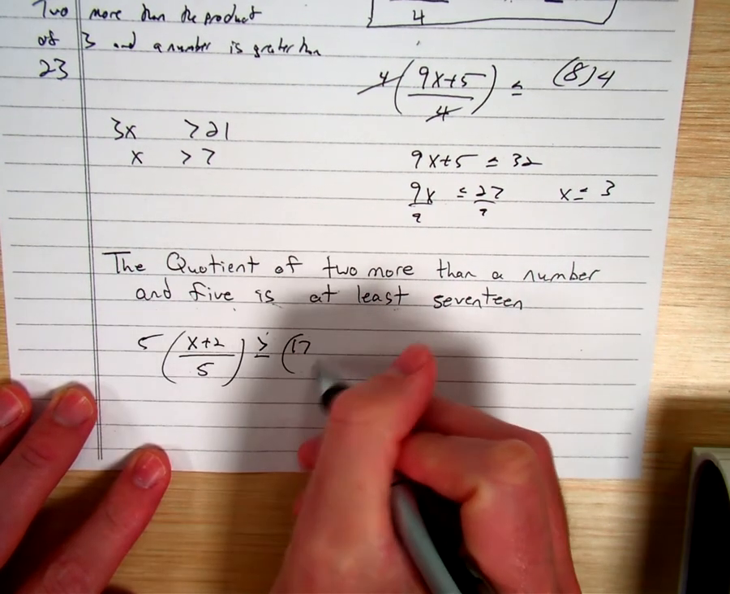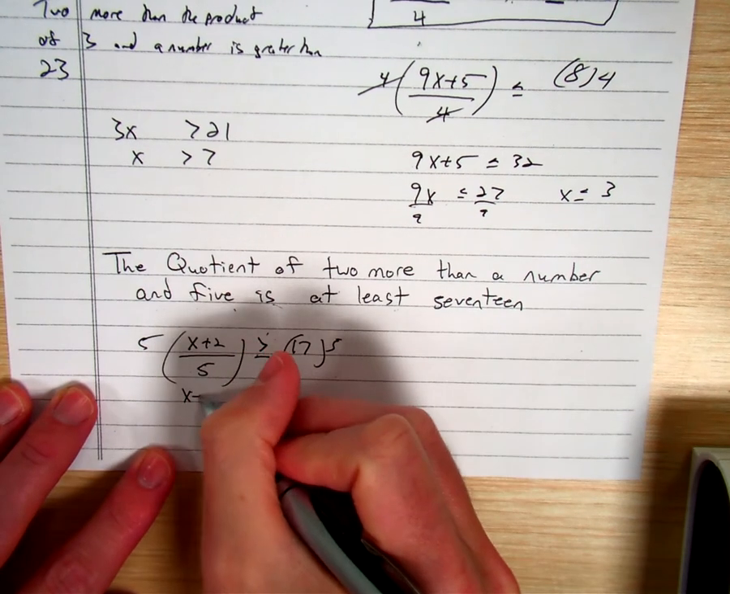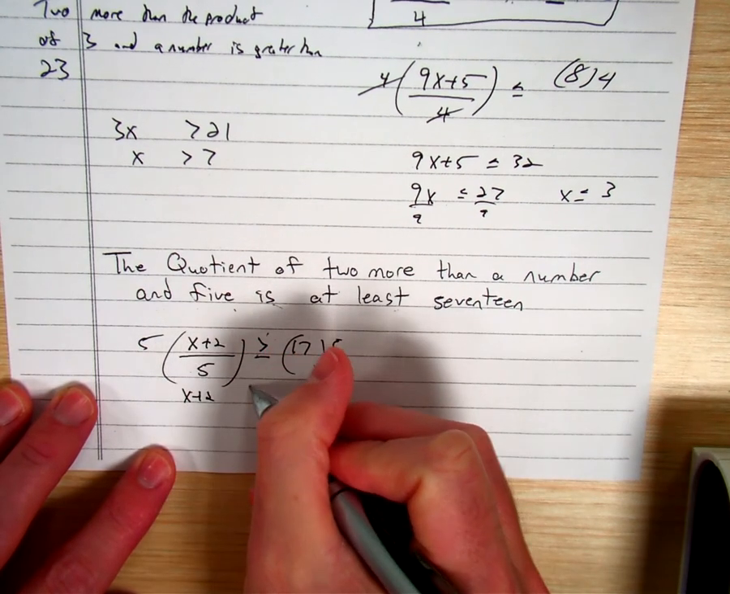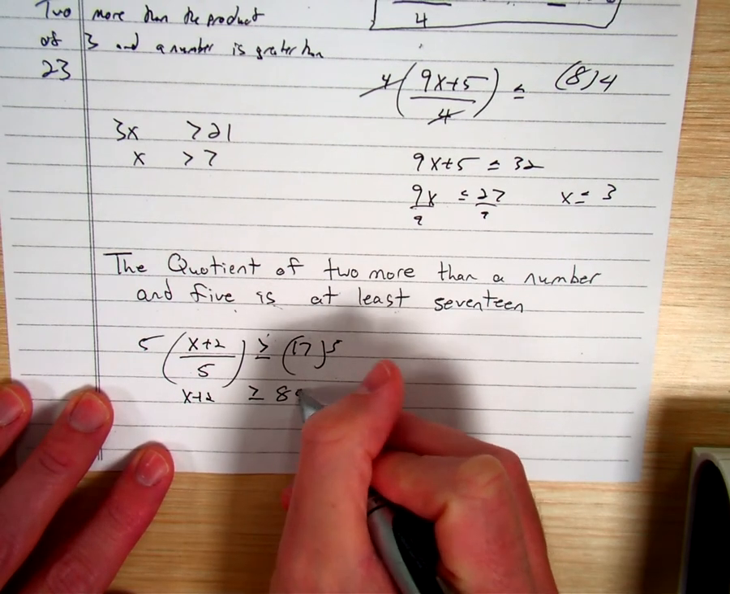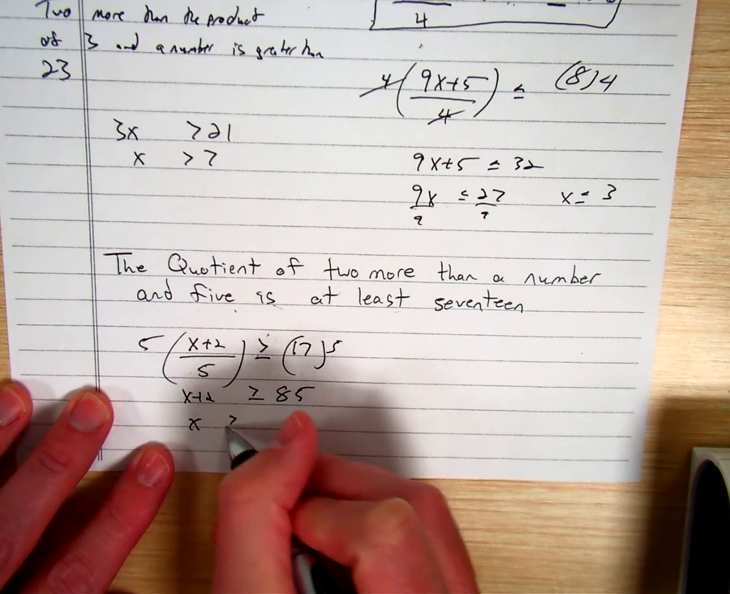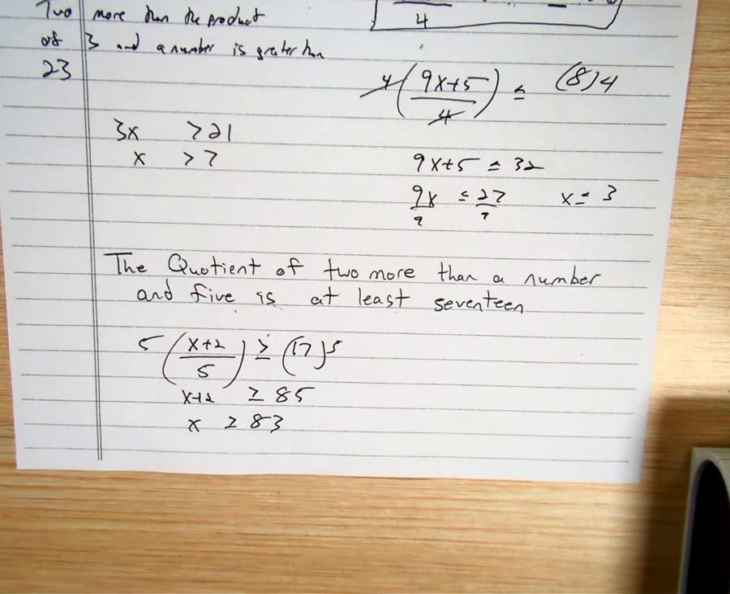Multiply both sides by 5. This is going to be 85. Subtract the 2. Greater than or equal to 83. Okay? So there we are. Fun stuff, guys.